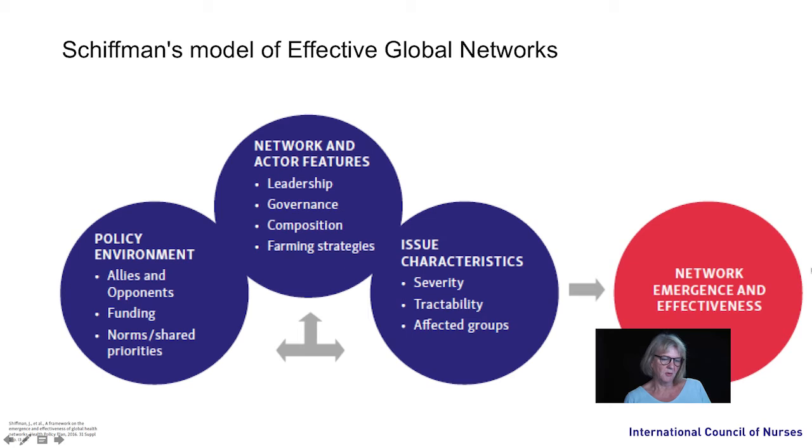The next component that I wanted to introduce you to is really an extension of the work done by Walt and Gilson. And it's something that Jeremy Shiffman, an American academic, picked up on. And he was studying the results of different disease networks that were set up around different diseases. And he and his colleagues came up with a model that you'll see in diagram form, where he believed that there were 3 really critical components to network effectiveness.